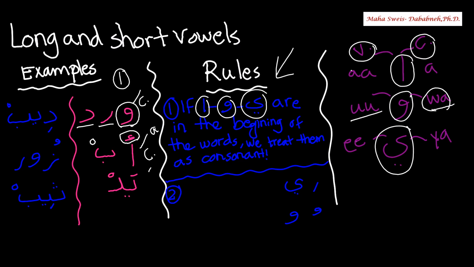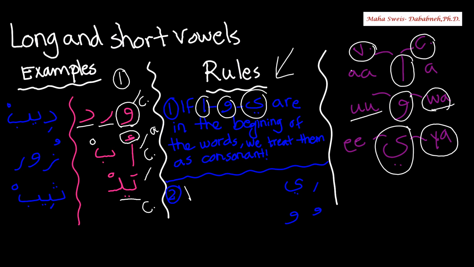Look at number 3 here. Ya in the beginning of the word. Ya in the beginning, it's a consonant. In this case, we read it as ya. In this case, you read this word as yad. Yad is hand.